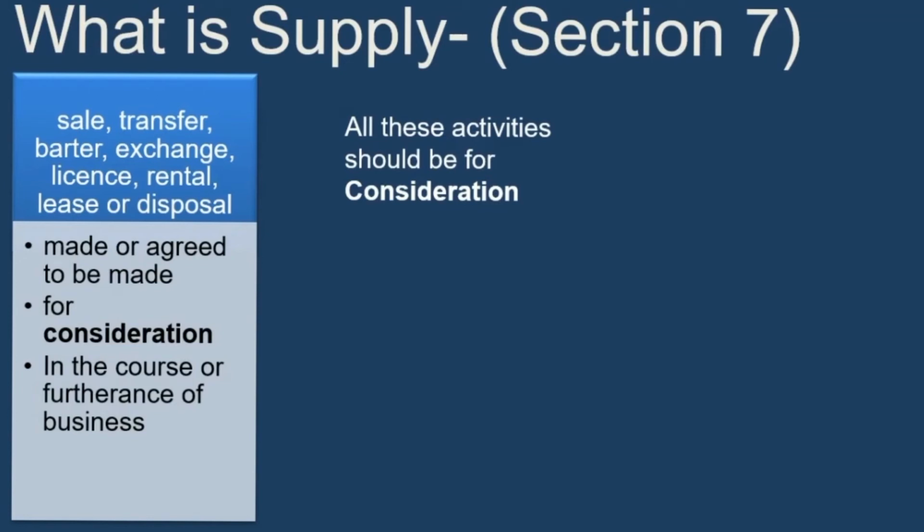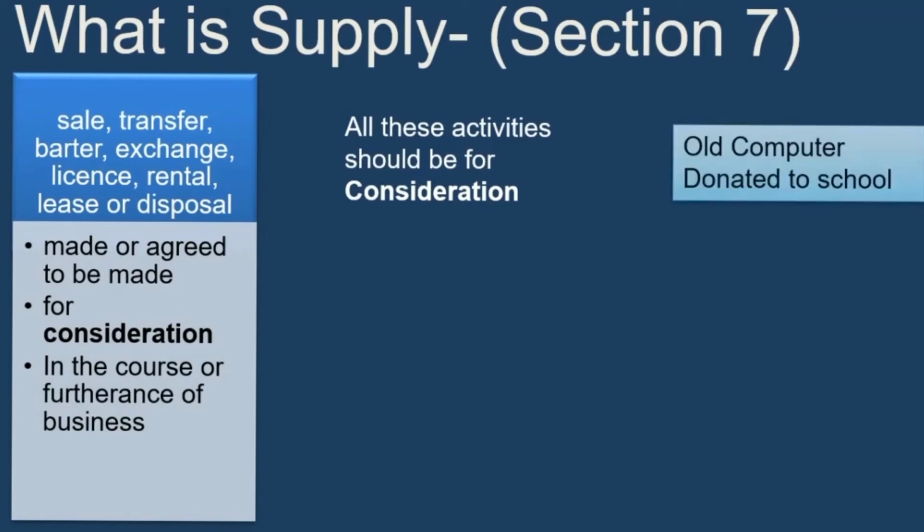Sale, transfer, barter, exchange, license, rental, lease or disposal. All these activities must be for consideration. An example: say you have an old computer that you donated to a school. That will not be treated as a supply or transaction, because there is no consideration.